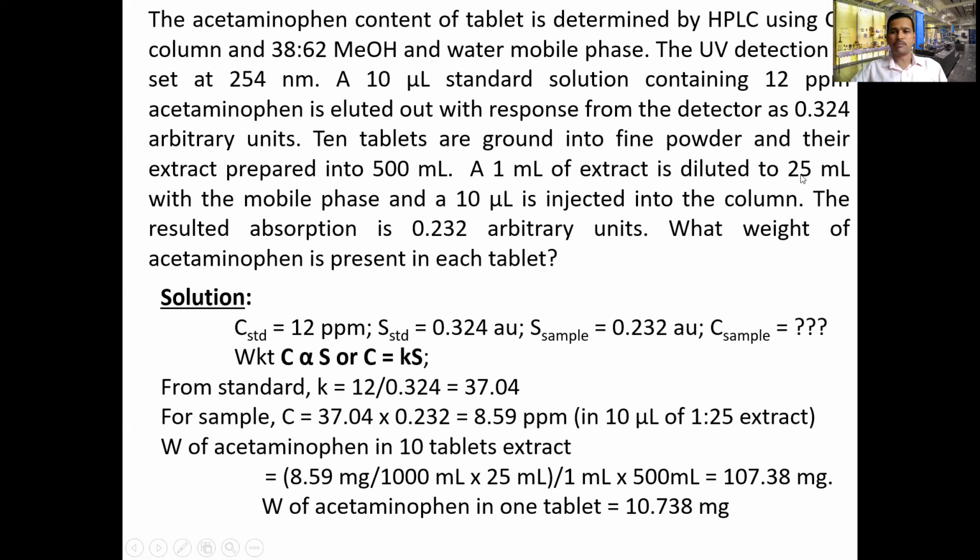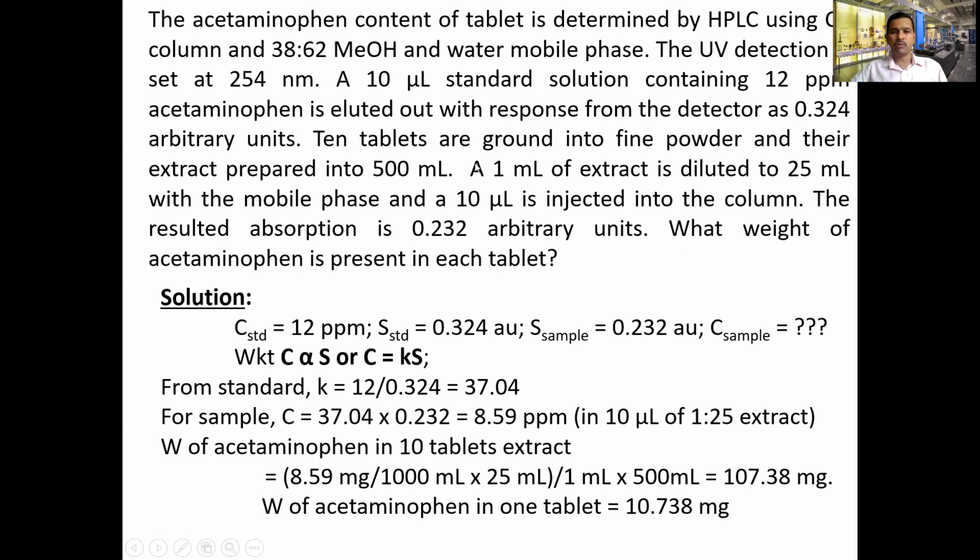The dilution was made up to 25 ml. So what is the amount of acetaminophen present in 25 ml? 8.59 milligram in 1000 ml, so in 25 ml, it is 8.59 divided by 1000 into 25. Then only 1 ml of extract was taken. So this gives you the amount of acetaminophen present in the diluted 25 ml of the tablet extract.